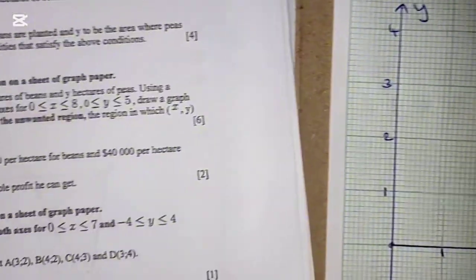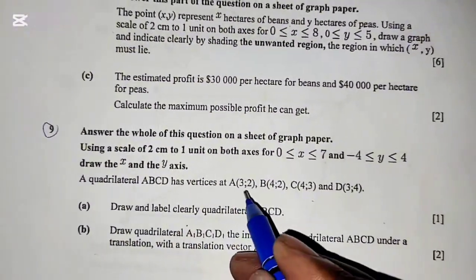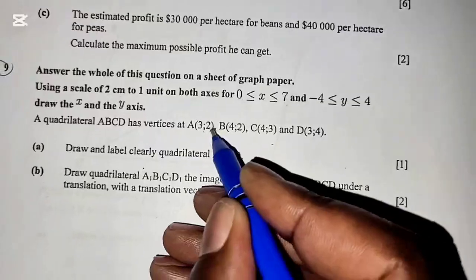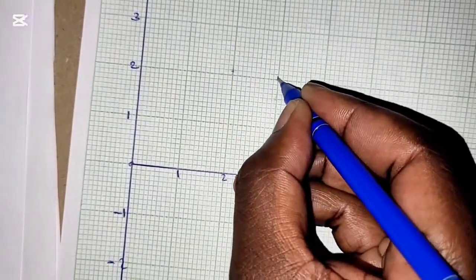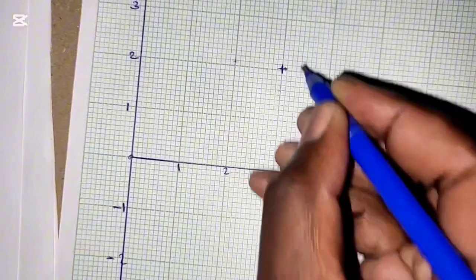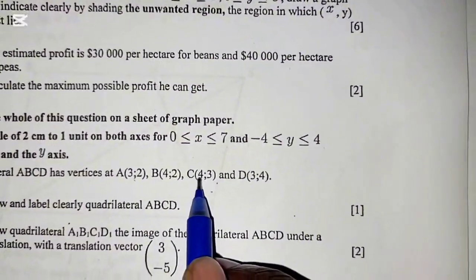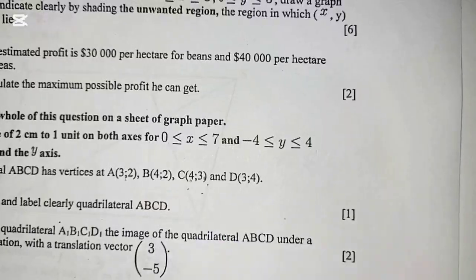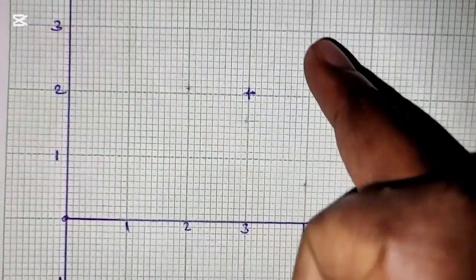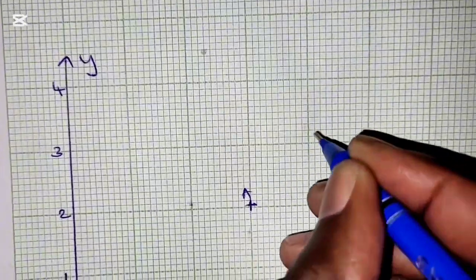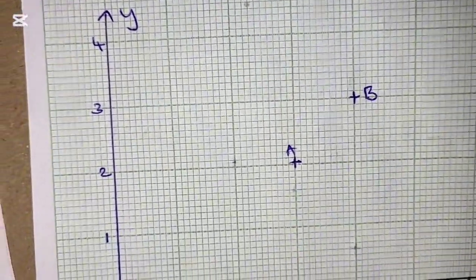A quadrilateral ABCD, a quadrilateral is a shape with 4 sides. Its vertices are at 3 and 2. That's A. So 3 and 2, right? Then 4 and 3. So 4 is for the x-axis and 3 is for the y-axis. That's right here. So this one is A.